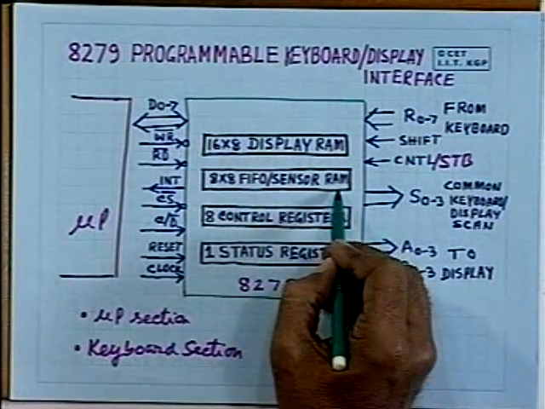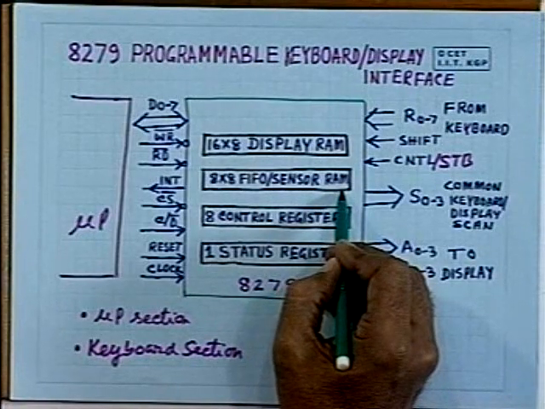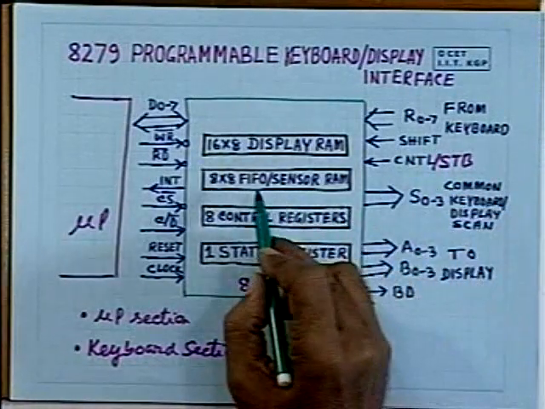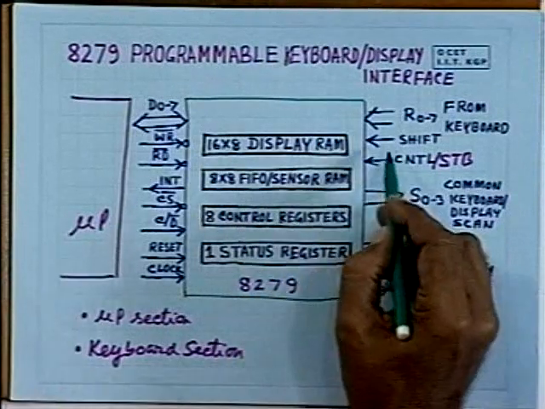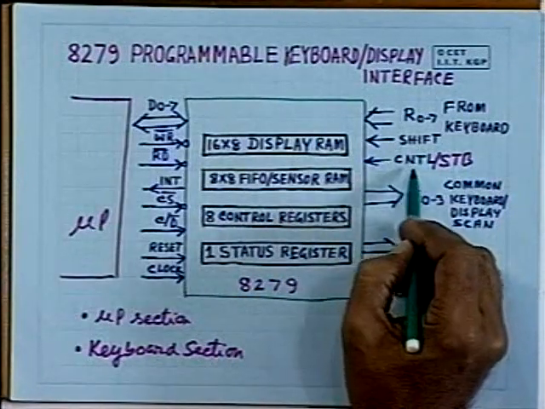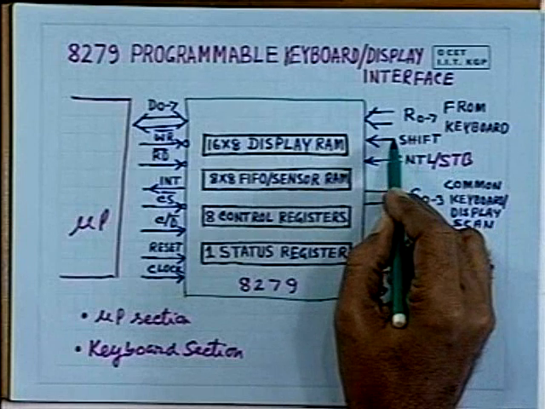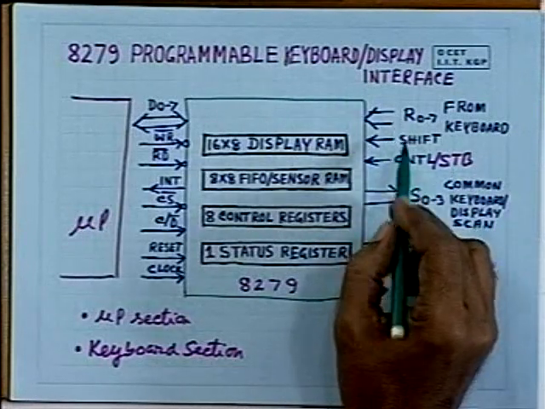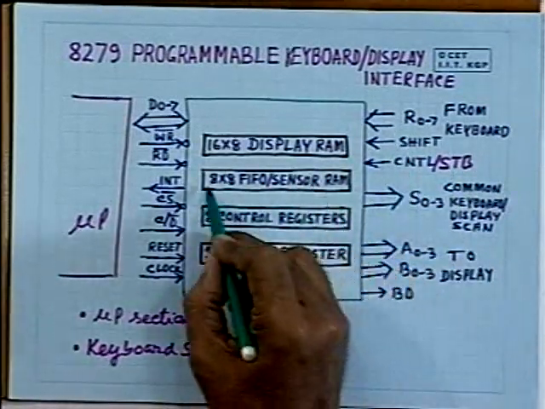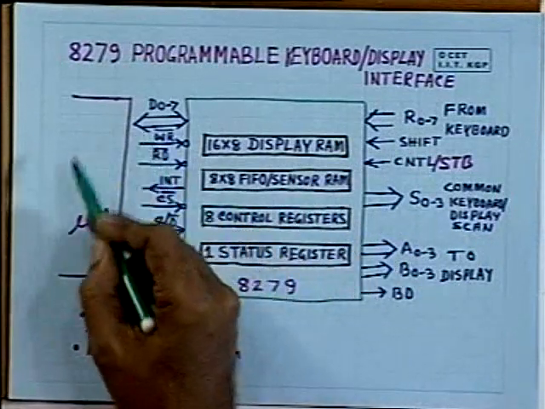The FIFO sensor RAM will hold 8 bit data, out of which 6 bits are for the row and column information, and 2 bits are from the shift and control stops information. So these 2 bits along with 6 bits for row and column information are stored here, and that goes one after the other to the microprocessor.